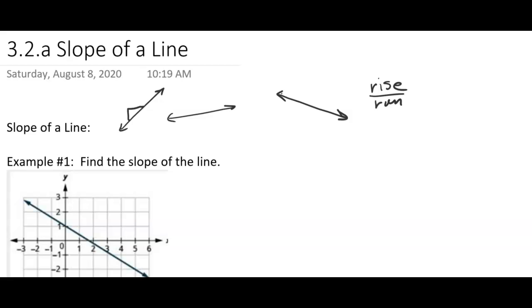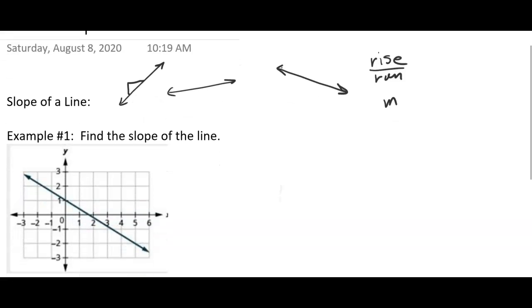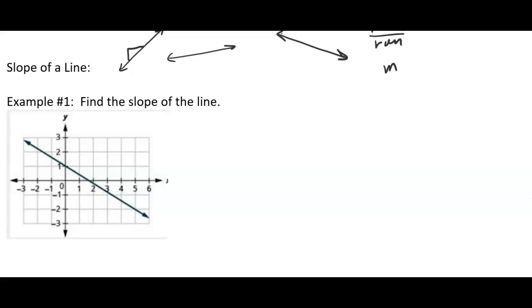We also indicate slope with m. Usually that's the variable we use for slope. Think m for mountain, I guess. Okay, so they have an example here where we're just getting started with slope and the idea. It says find the slope of the line, and they've given us a picture.